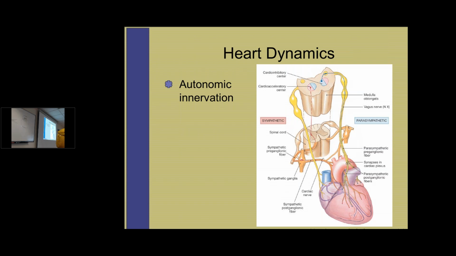And then the parasympathetic system comes from the medulla oblongata, and the vagus nerve. So it gives a signal to the parasympathetic, and the parasympathetic would do what? If it was stimulating the heart, it would cause the heart to decrease its heart rate.